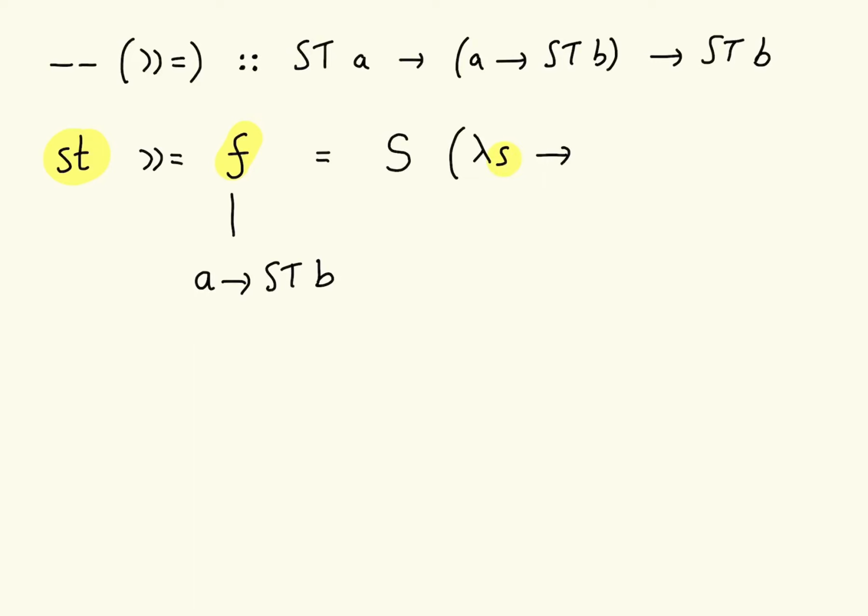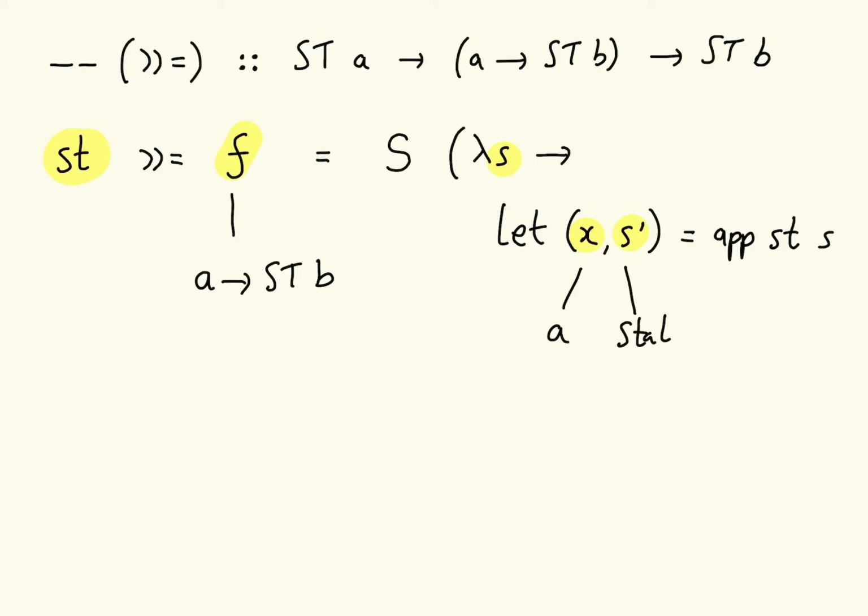And I'm going to use a little let here. So I'm going to say let. So we're going to get a result value, x, and a possibly modified state, s prime. And that's going to be obtained by applying the state transformer st to the input state s. Okay, so what we've got back now is a value x, which is of type A, because it came out of the state transformer, which gives results of type A. And we get back a possibly modified state s prime, which is a state.